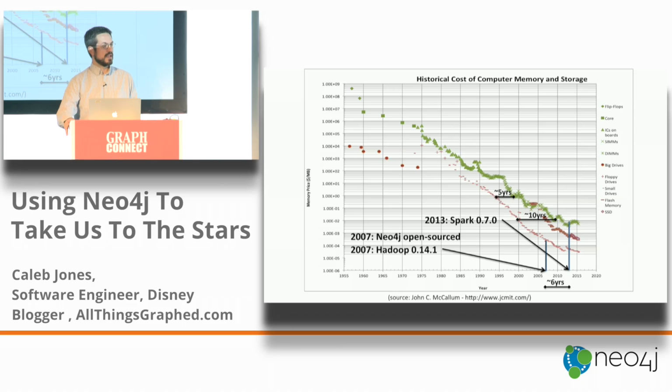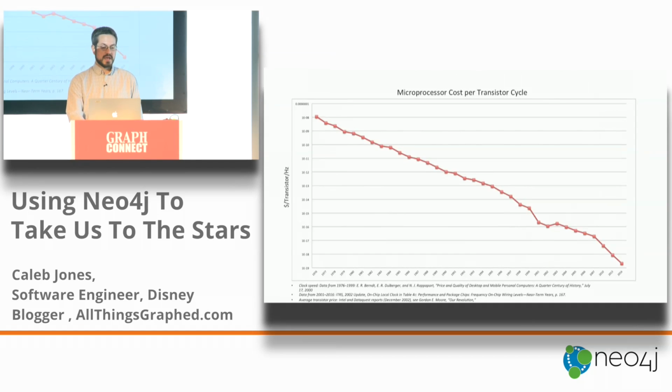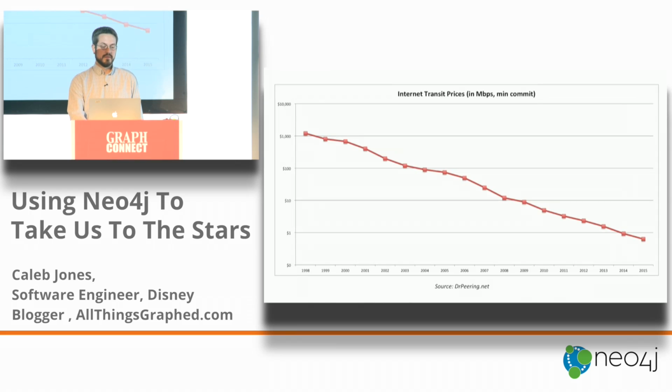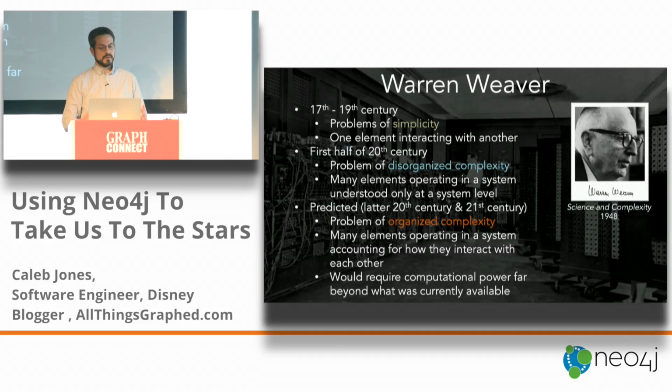So Hadoop and Neo4j, more or less, first release of Hadoop and Neo4j were open source about the same year. And then Spark came along about 6 years later, right? And Spark's all about memory, as soon as that memory price point was right. And then we have transistor cost, internet transit cost, bandwidth. So these are all really culminating into this world of computational power.